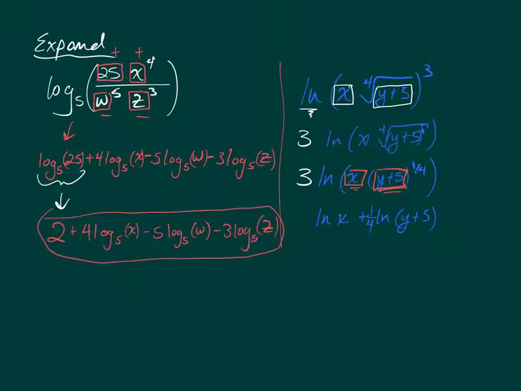Now, way back at the beginning, I said this 3 exponent here affects the x and the y plus 5. And it's still like that. When you expand a log, that 3 will get distributed to each log. So you will multiply the numbers in front of the log by 3. So the final answer here will be 3 natural log of x plus 3 times 1/4, which is 3/4 natural log of y plus 5.